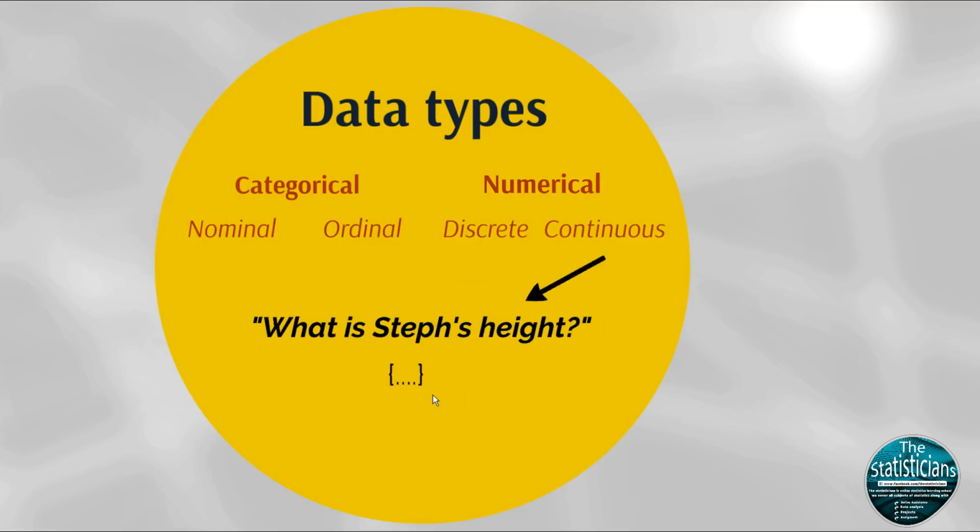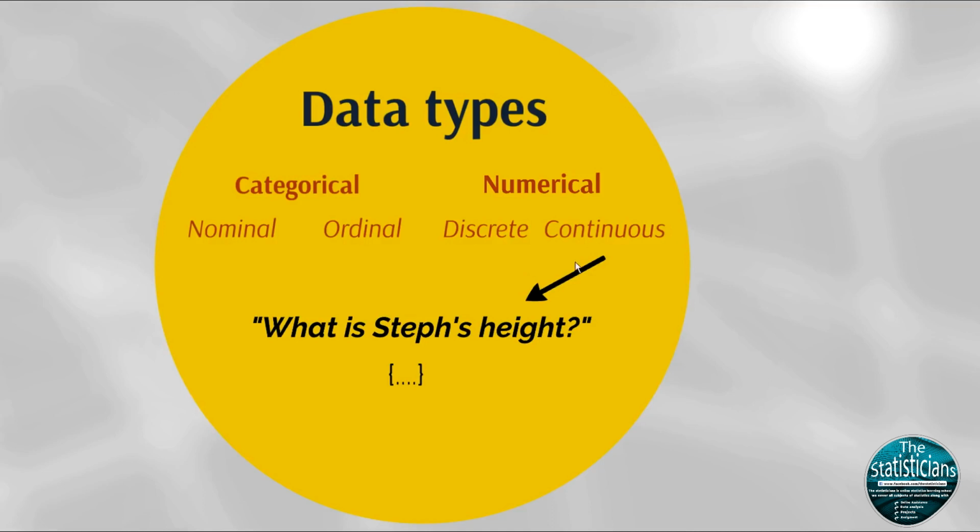And finally, continuous data might be the question, what's Steph's height? Now, Google lists Steph's height as 191 centimeters, but of course, Steph's actual height might be something like 191.3217. You can keep subdividing these centimeters into as many decimal places as you like. So height in this instance is an example of a continuous numerical piece of data.